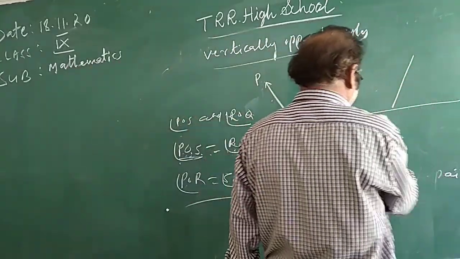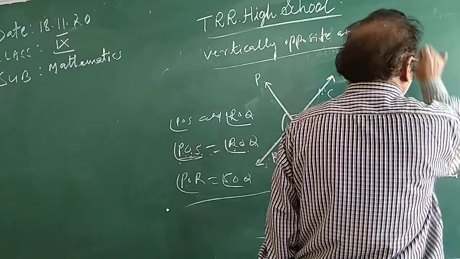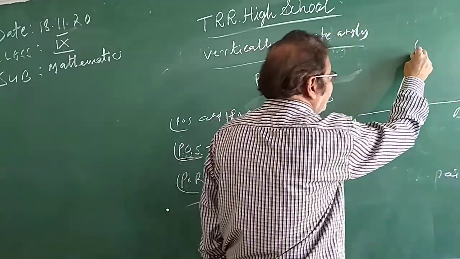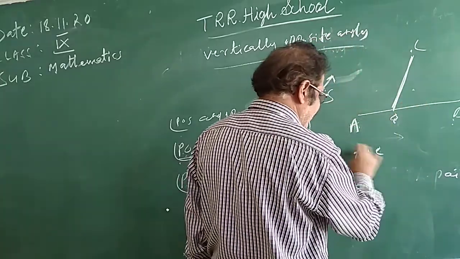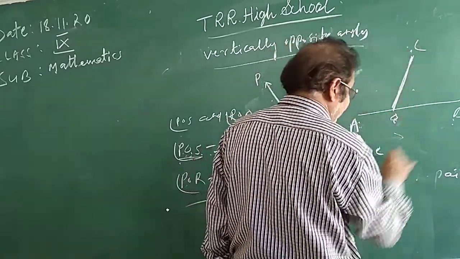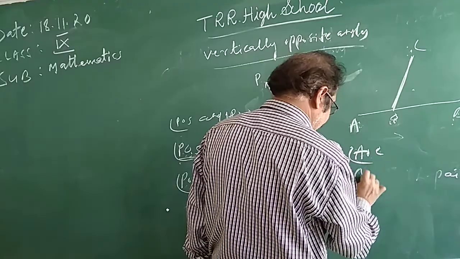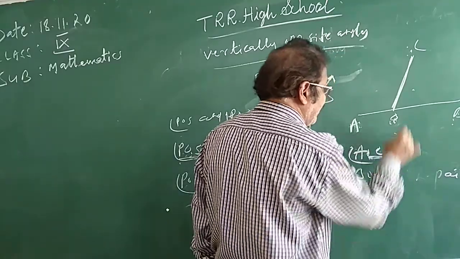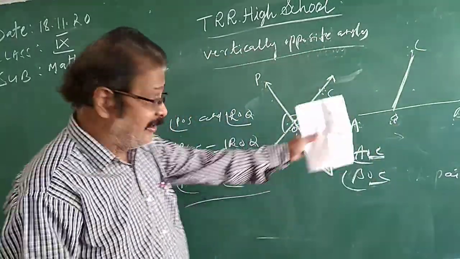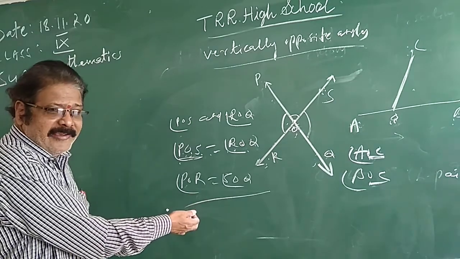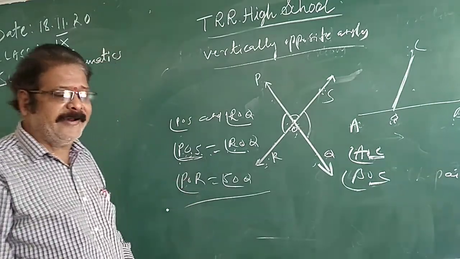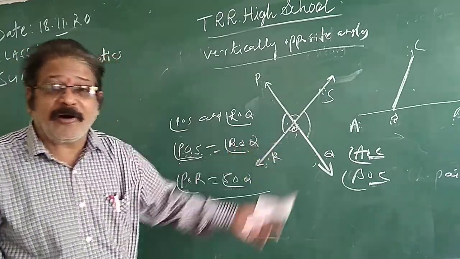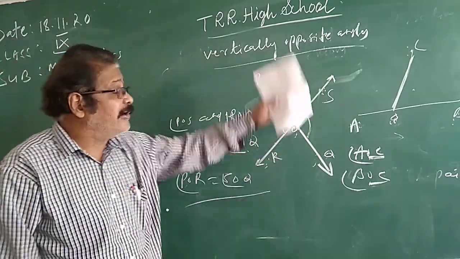Here a common arm is there. For example, this is A, O, B, C. What is the common here? OC is the common. Angle AOC, angle BOC. When you read angle AOC and angle BOC, what is the common? OC is the common. Here there is no common arm. So the angles that are obtained with the common point and non-common arms are called vertically opposite angles.